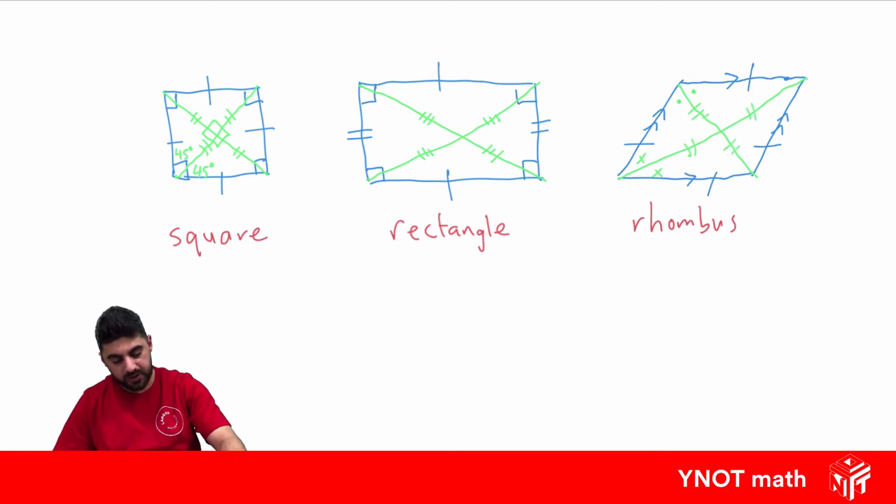but the lengths of the diagonals are different for each diagonal, because this diagonal is longer than this diagonal, unlike the rectangle where the diagonals are equal and the square where the diagonals are equal. Also, diagonals bisect each other at 90 degrees, just like the square.